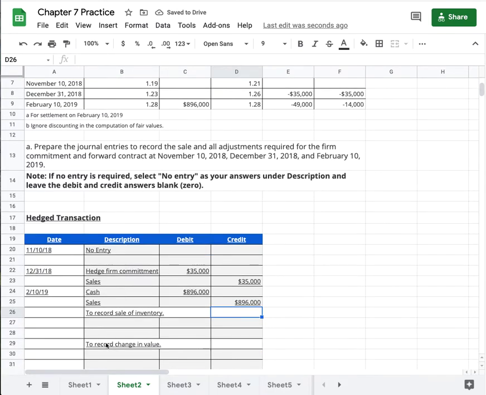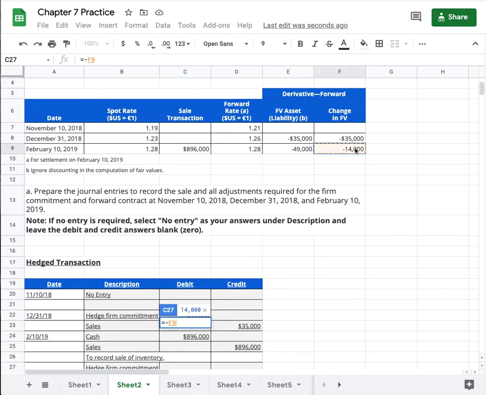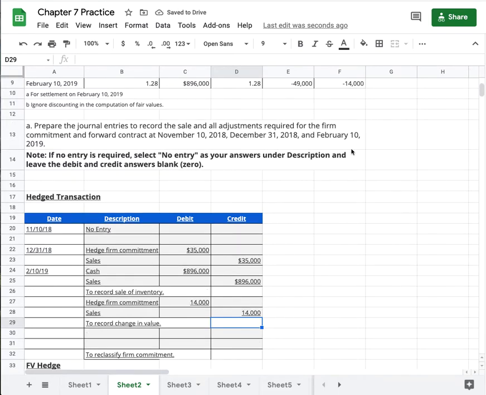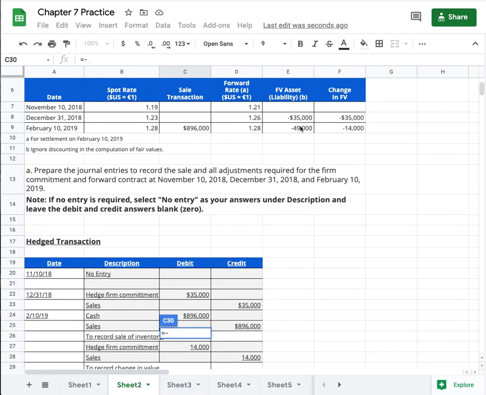Then it's asking us to record the change in value. And so we can just copy these accounts down. The debit to hedge firm commitment and the credit to sales for the 14,000. And then finally, to reclassify the firm commitment, we need to debit sales and credit the hedge firm commitment. And that will be for the 49,000.